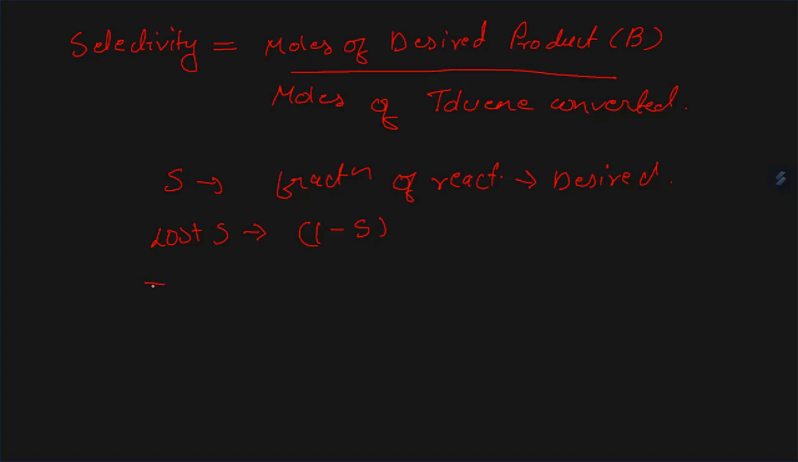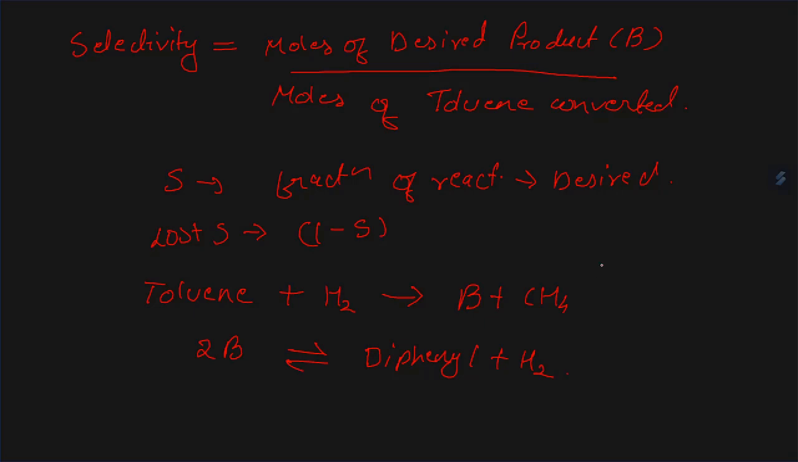Now we know the reaction: toluene, I will write this in short, plus H2 gives benzene plus CH4, and 2 benzene, that is, whatever benzene is formed, half of that is converted into diphenyl plus H2. Now based on that selectivity, how are we going to write the amount of benzene which is formed?